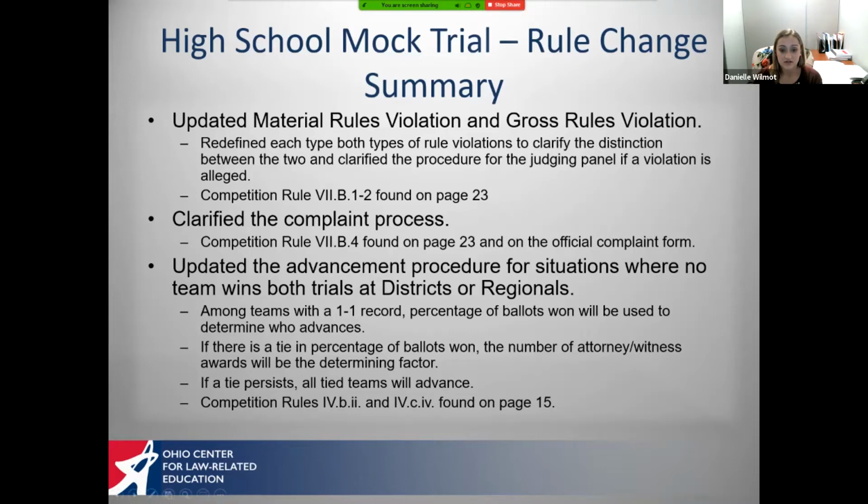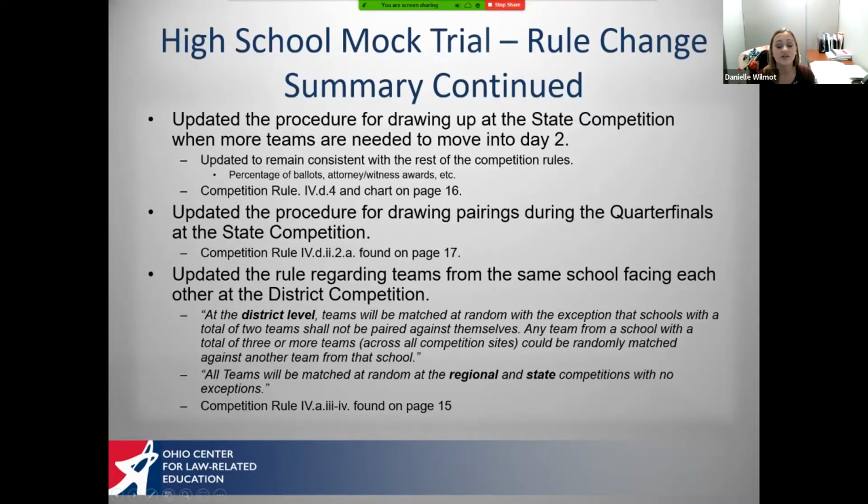All right, so let's go on. We have updated the procedure for drawing up at the state competition when more teams are needed to go into day 2. So if it happens where we don't have enough, we don't have 8 teams, we have updated the procedure. This is really spelled out very clearly in the case file, so I'm just going to briefly explain the process, but please be sure to check your case file when you get this.